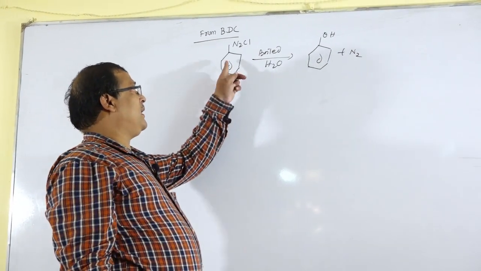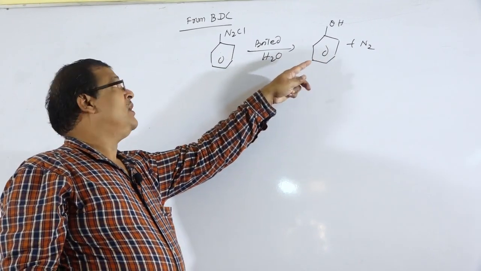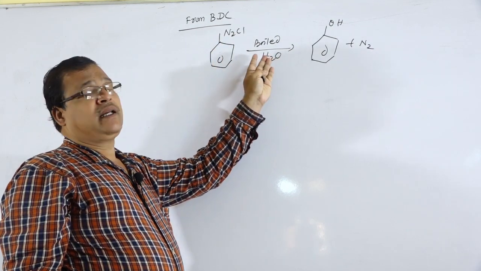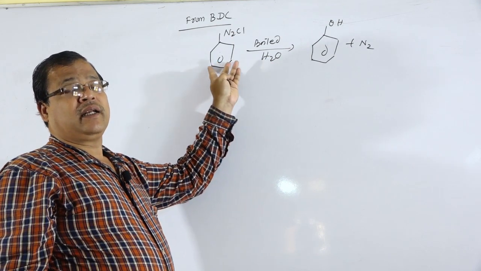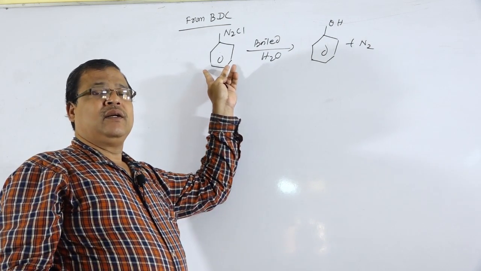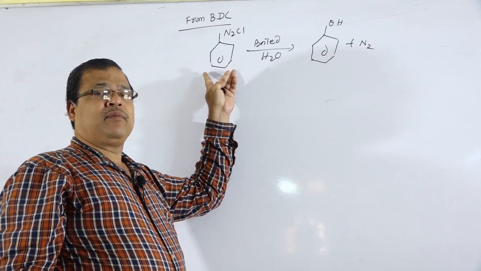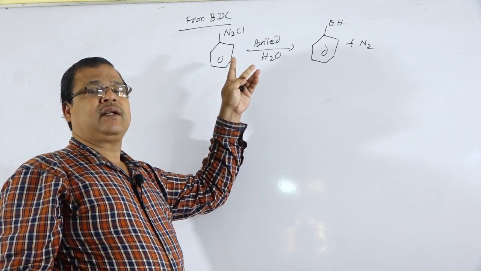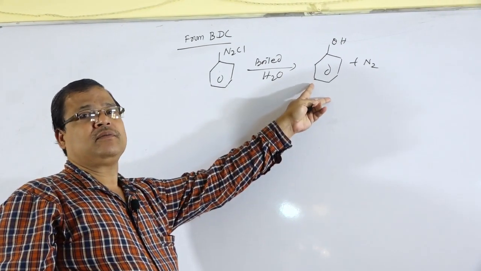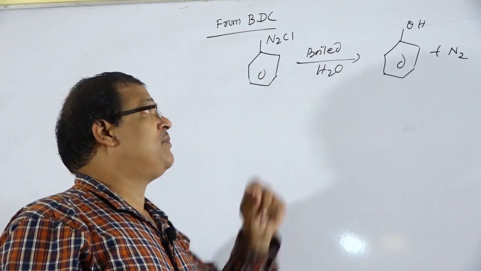So when BDC is treated with boiled water, phenol is formed. From BDC we can obtain phenol just by taking boiled water. Therefore, during the preparation of BDC, we keep the temperature at about 0 to 5 centigrade, that is 273 Kelvin to 278 Kelvin. Otherwise, phenol will form.